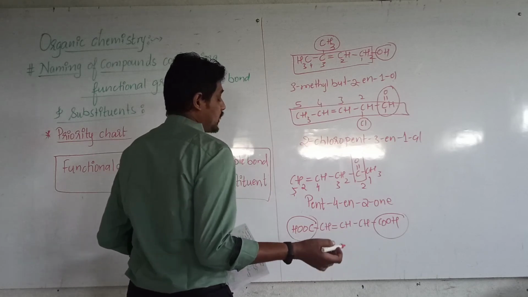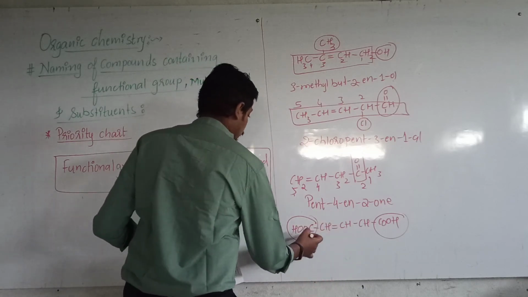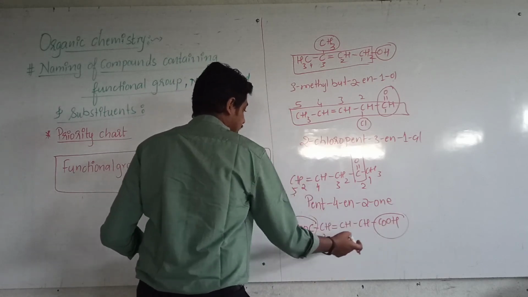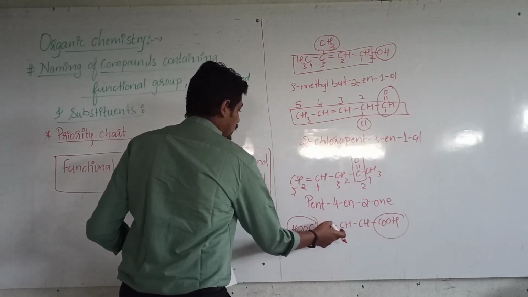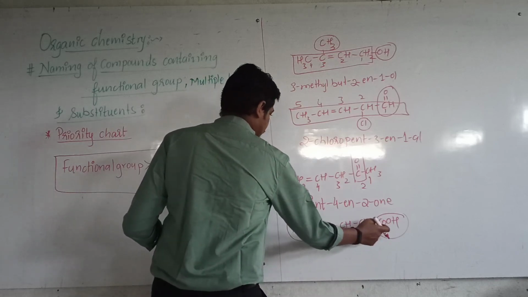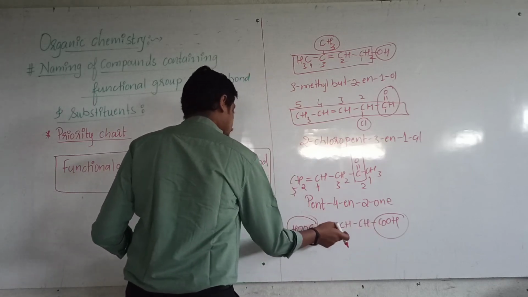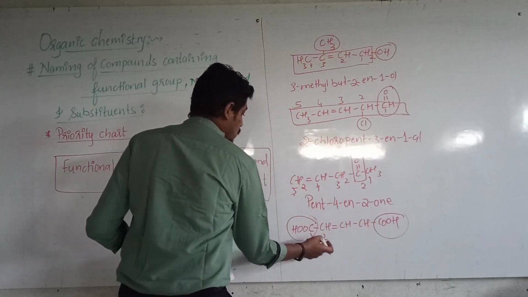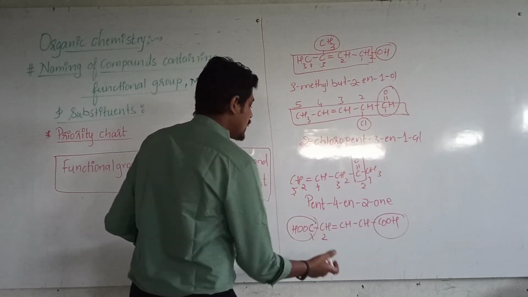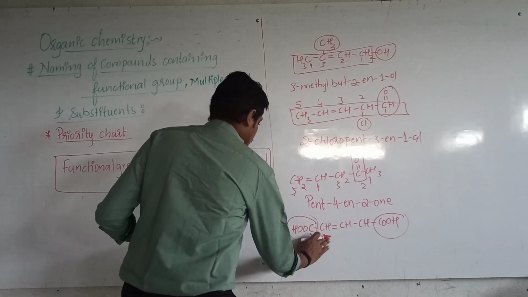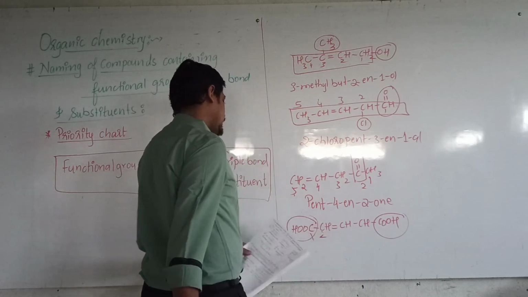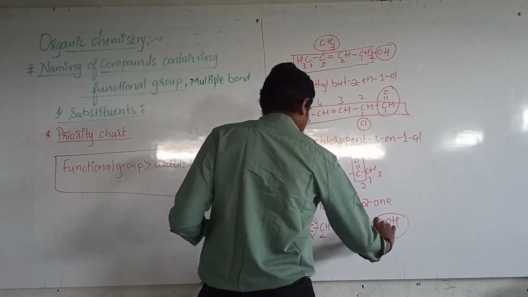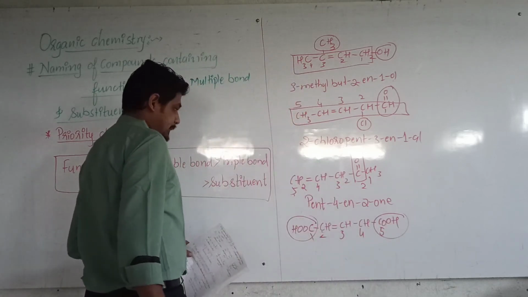For numbering, I'll do it from this side because it will give me the lowest number. See, here the second carbon atom is involved in the double bond. If I come from this side, 1, 2, 3, 4, at the third carbon atom it will come. So I'll get a 1, 3 combination, and the other is a 1, 2 combination, which is the lowest set. 1, 2 is the lowest set, therefore I'll go for the 1, 2 set. Then what is the name of this? How many carbon atoms are there? 1, 2, 3, 4, 5. There are 5 carbon atoms.